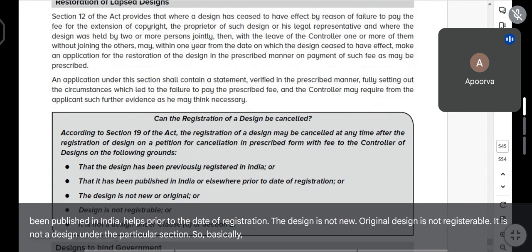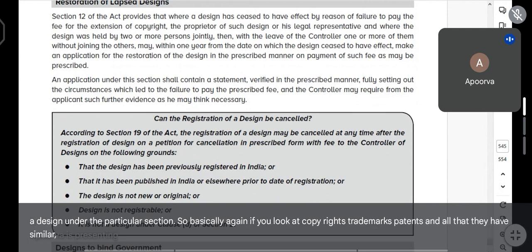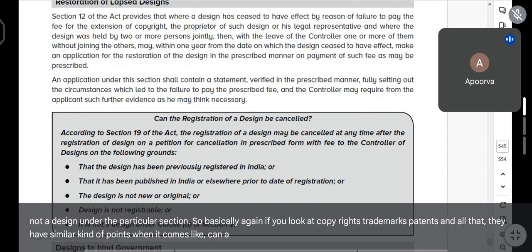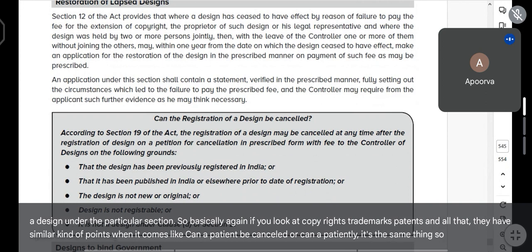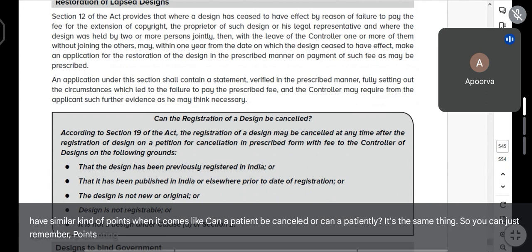Basically, again, if you look at copyrights, trademarks, patents, and all that, they have similar points when it comes to, for example, can a patent be cancelled or revoked, or can a copyright be revoked. It's the same thing. So you can just remember points for one particular thing and you can write for all IPs.